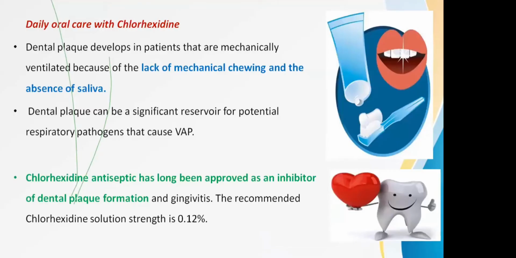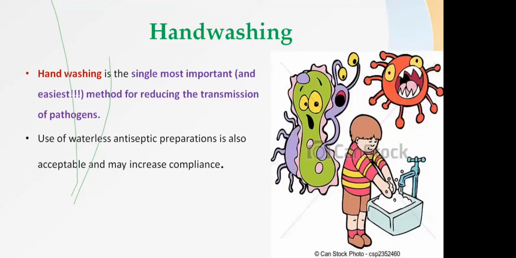As I said, with only mechanical chewing absent, there is an absence of saliva, and saliva itself cannot shed away all the bacteria. So cleaning of that area is done with chlorhexidine. That will reduce dental plaque and gingivitis, and it is a solution with a strength of 0.12%.